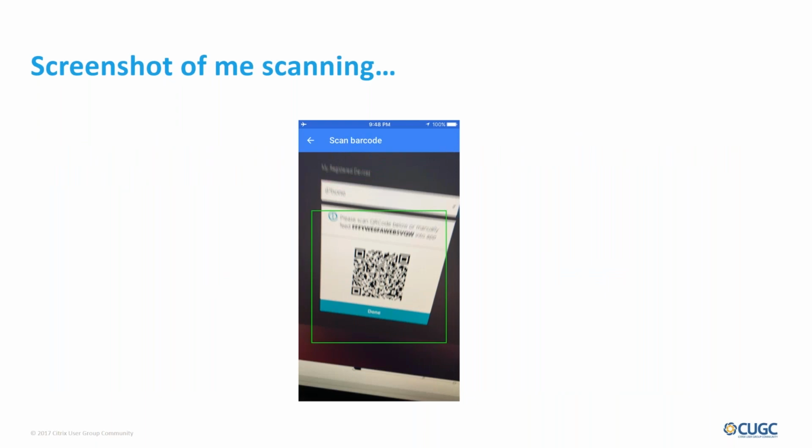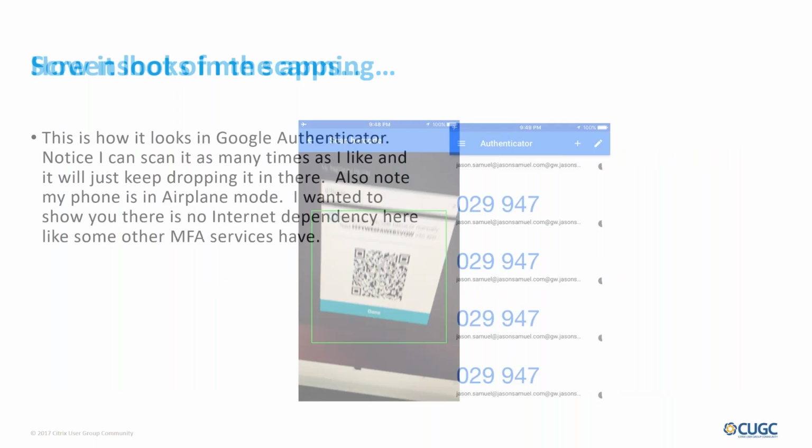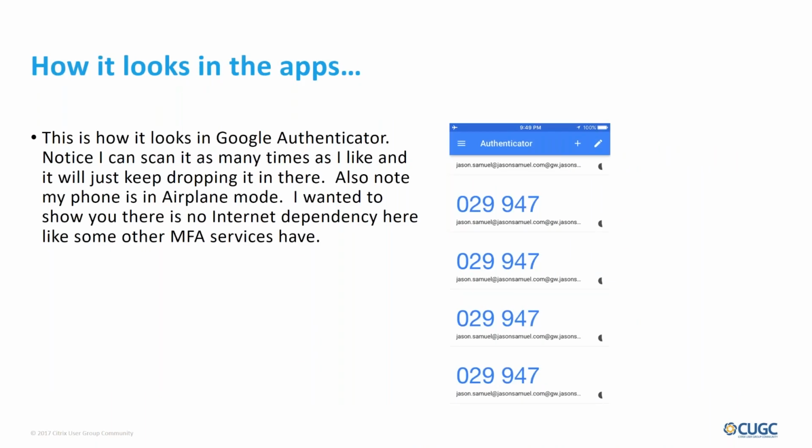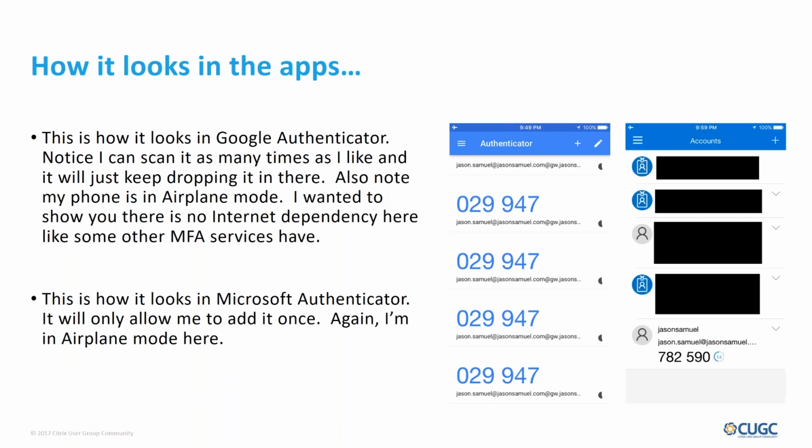So for me, this is a screenshot of me scanning my app. It's very hard to take a screenshot on an iPhone while you're trying to scan something in, but QR codes are pretty resilient and it still scanned just fine. And this is how it looks in the app. So here is Google Authenticator. Notice that I was able to scan it as many times as I wanted. And also notice in the top left-hand side, my phone is actually in airplane mode. It's not connected to the internet at all. So I just wanted to demonstrate that there's zero dependency on the internet. It's purely scanning that QR code, and the time-based OTP gets dropped into the app.